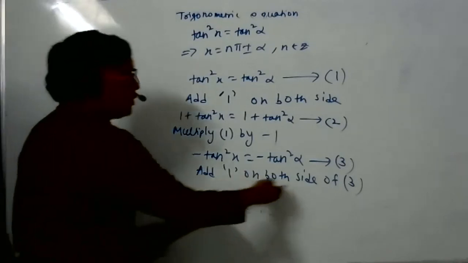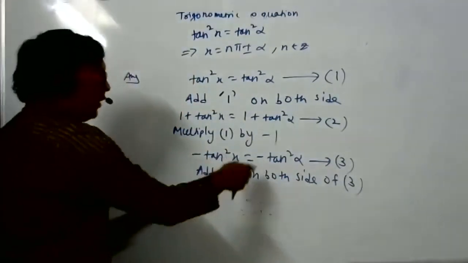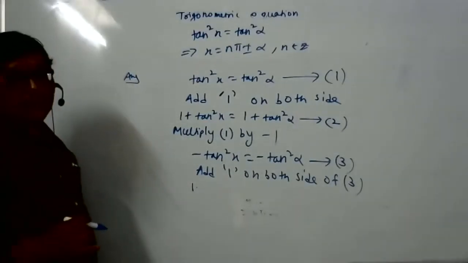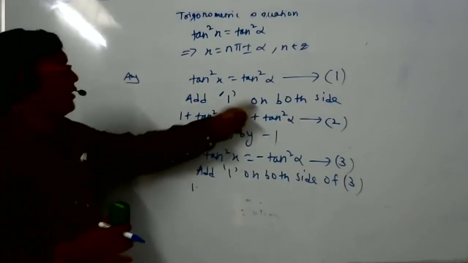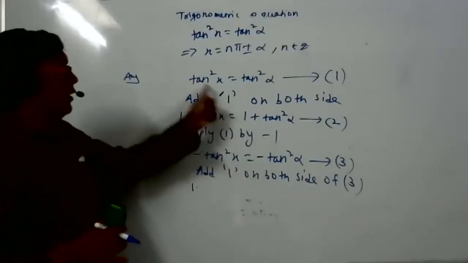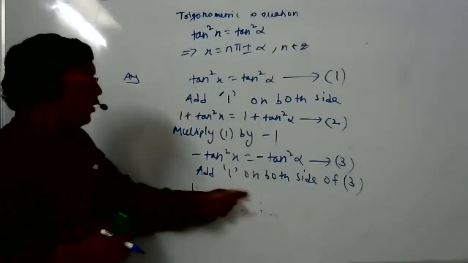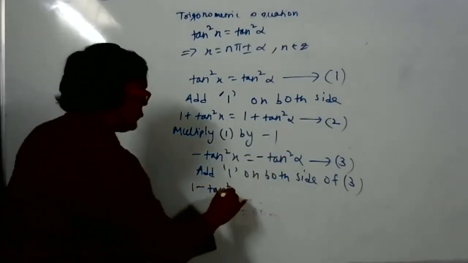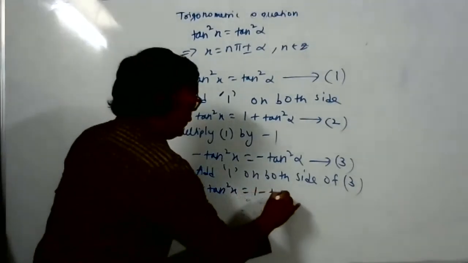Add 1 on both sides of the third equation. Here add 1, 1. What will you get? Who is not understanding? Add 1 on both sides, then multiply the first equation by -1, then again add 1 on both sides. So 1 minus tan square x, 1 minus tan square alpha.